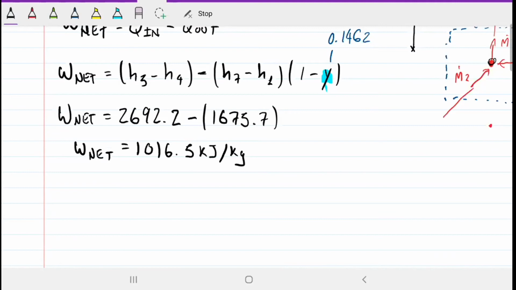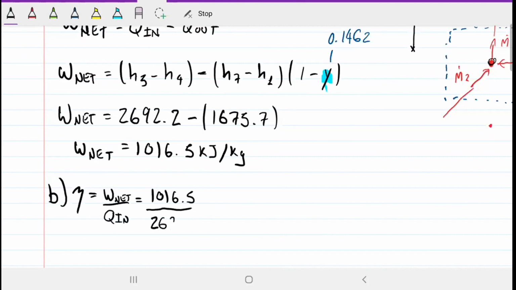The next part of the problem is asking us what is the thermal efficiency of this cycle. Well, after all this hard work, that's probably the easiest part for you guys, right? That's the feel-good part of the problem. As we know, thermal efficiency is net work over Q in, or related to Q in and Q out. So this is simply going to be 1016.5 divided by the 2692.2. This is about 37.8%, approximately.